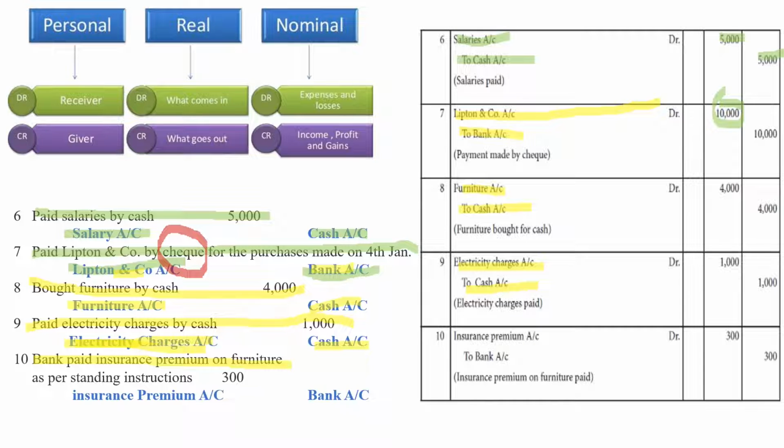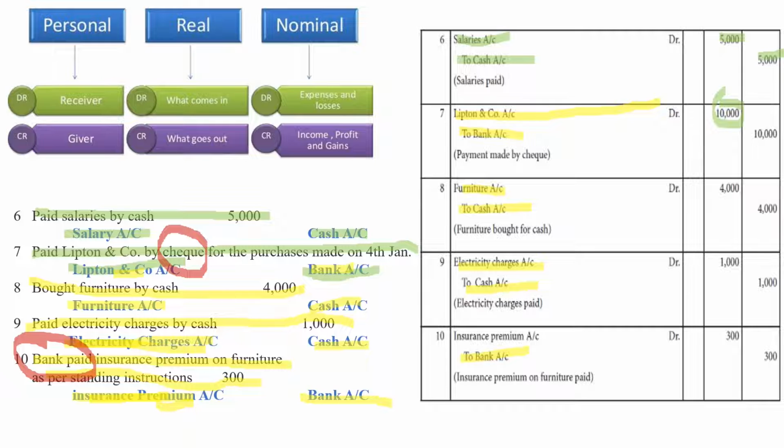Bank paid insurance premium on furniture. You paid some insurance to an insurance company as per standing instructions, $300. Two accounts are affected, insurance premium and bank account. Insurance premium is a nominal account and this is an expense for us. That's why insurance premium would be debited as this is an expense. And to bank account, why? Because this was transaction of a bank. Here we see bank paid.